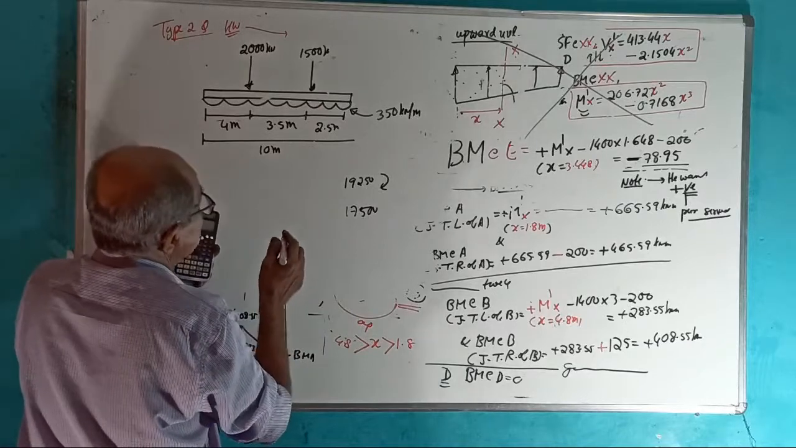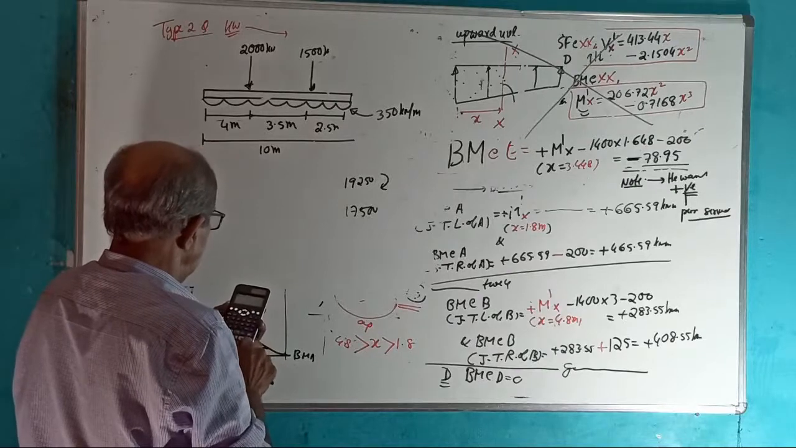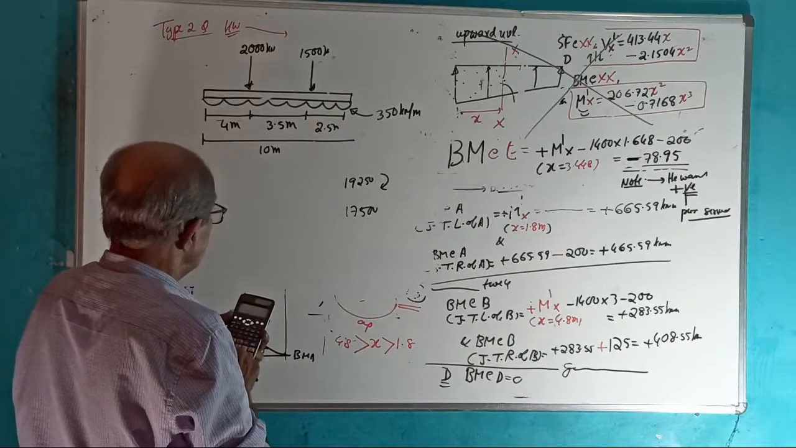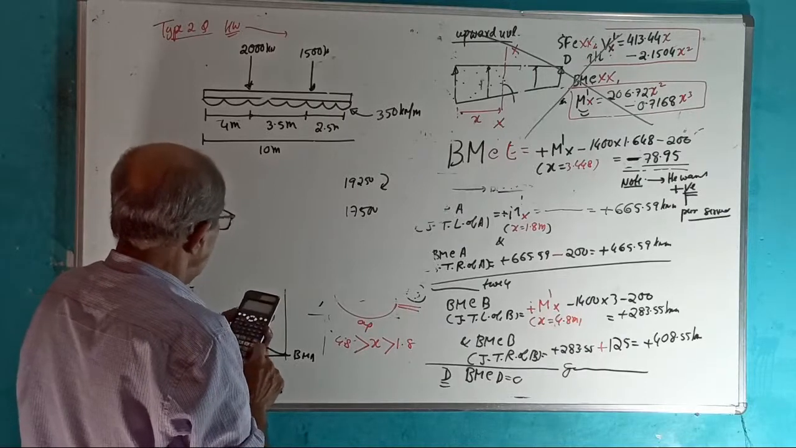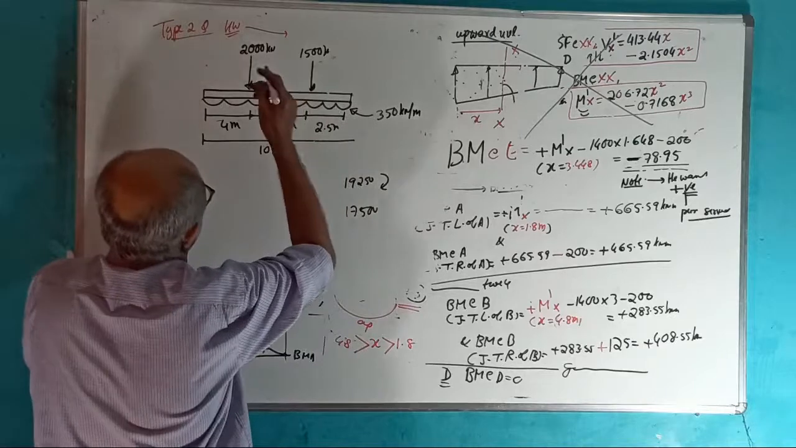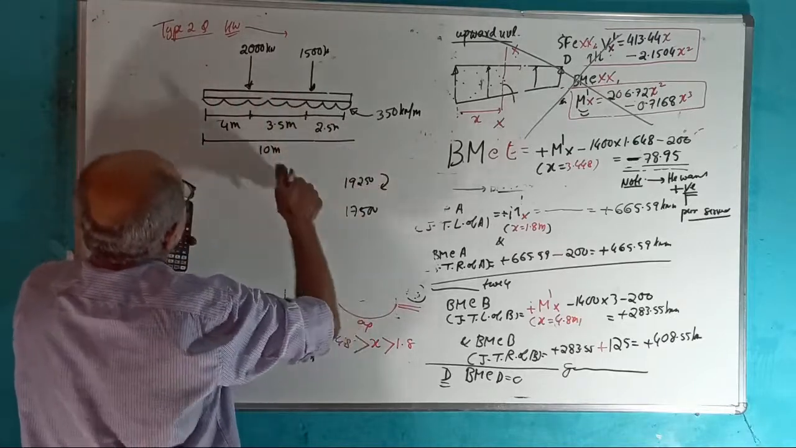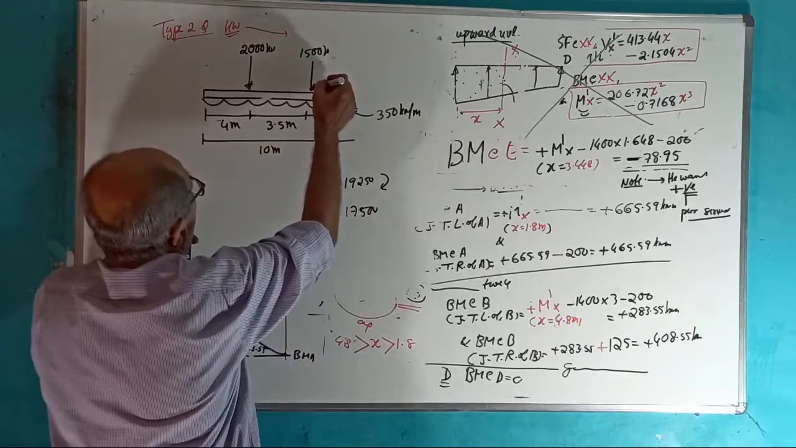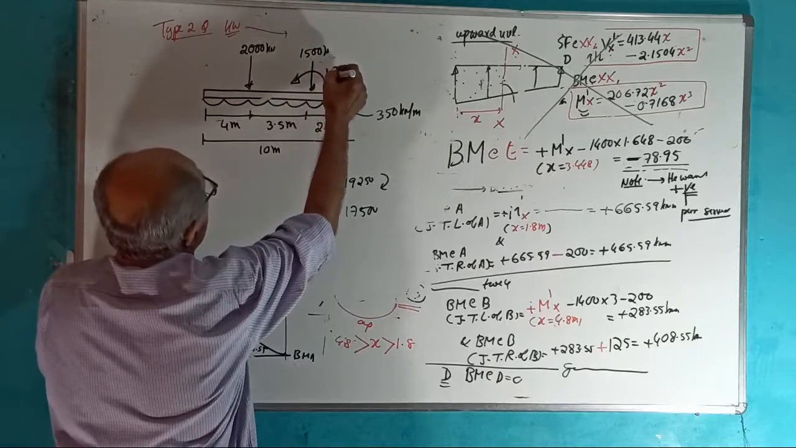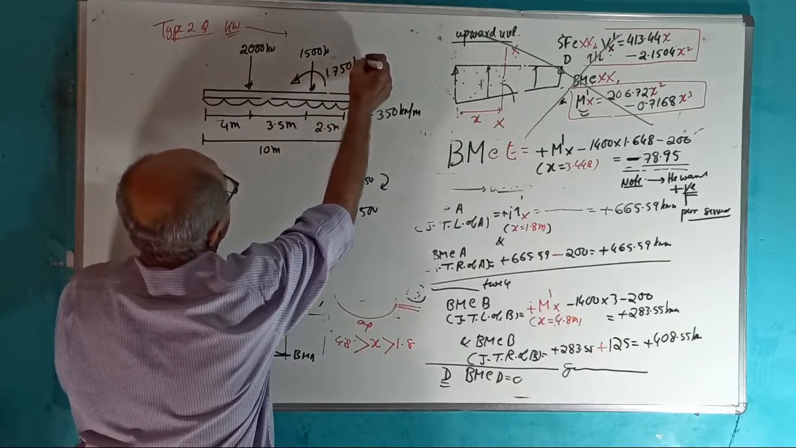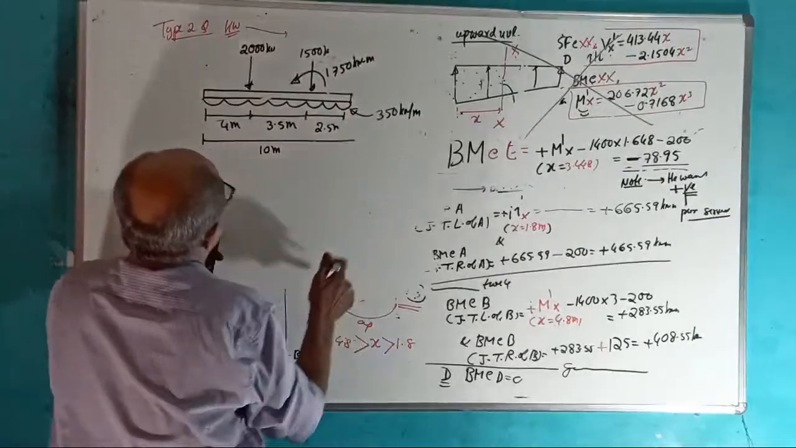So, there is a couple of 1750 kilonewton meter. A little too much, never mind. There is an anti-clockwise couple here of 1750 kilonewton meter. Okay. Draw SFD and BMD. I will check the answer.